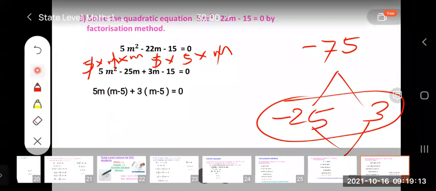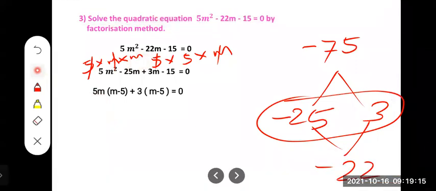Clear, children? So what is left out? M is left out, and here 5 is left out. And m you write here, and minus you write over here, and this 5 you write here. So m minus 5 you will be getting. Is it clear, children? So 5m into m minus 5. Clear? So this is splitting. If you cannot do directly, you can split like this, and you can take the common outside. Clear, children? Yes.